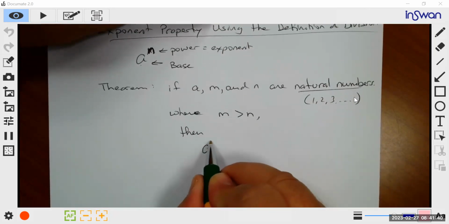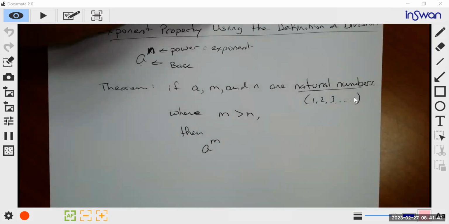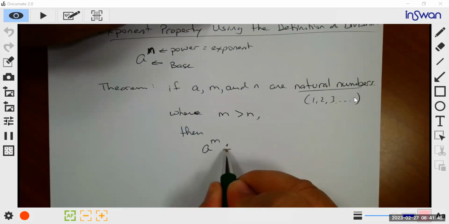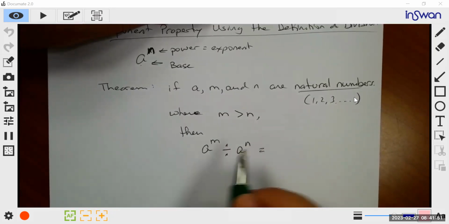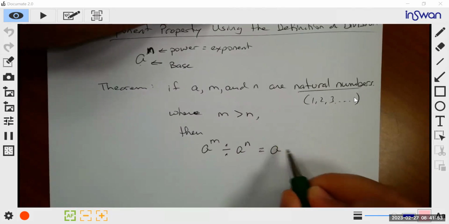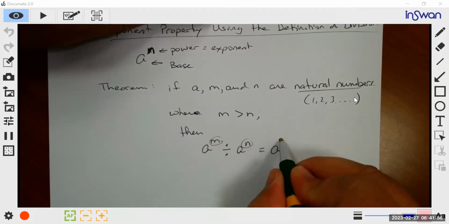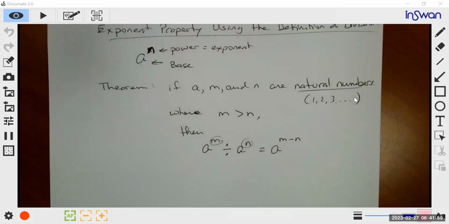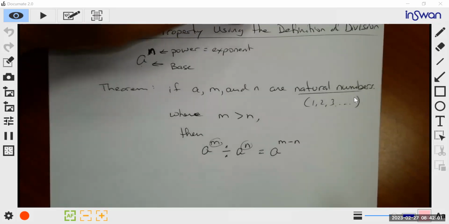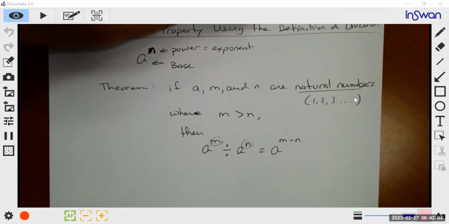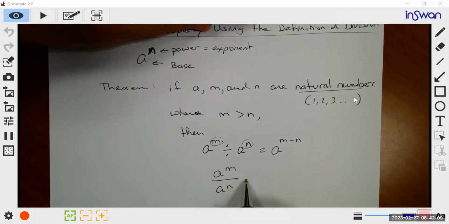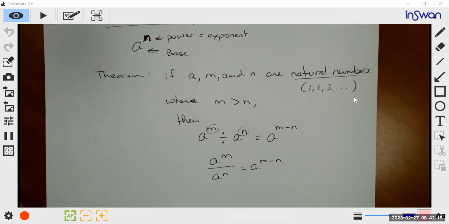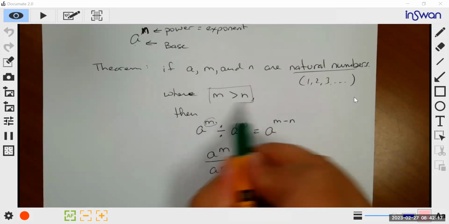then if they have the same bases, A to the power M divided by A to the power N, as long as you have the same bases, you subtract the exponents. Because remember, division makes things smaller. Subtraction makes things smaller, so they have to go together. Or A to the power M over A to the power N equals A to the power M minus N. Remember, the top number M is bigger.